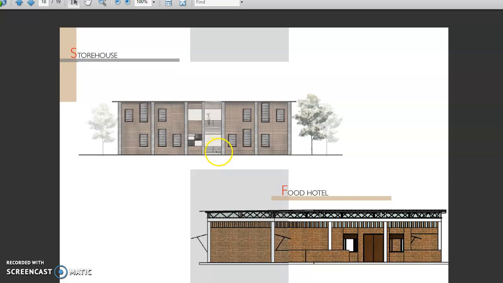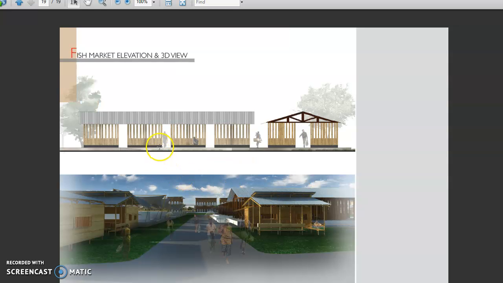This is the storehouse elevations view and photo, and this is the fish market elevations, and this is the 3D view as a whole.